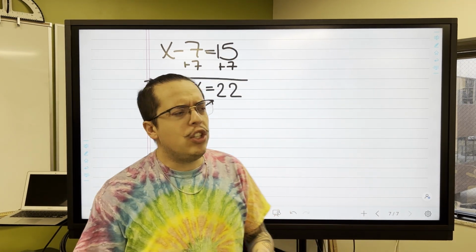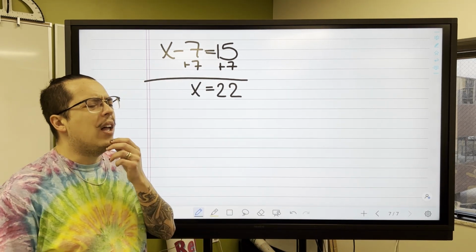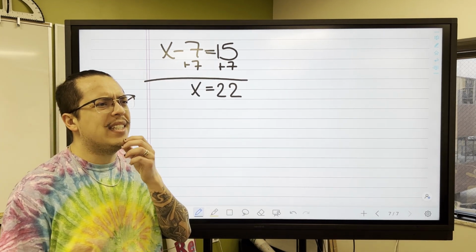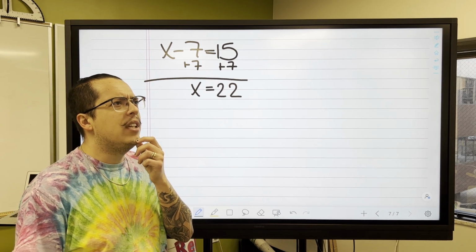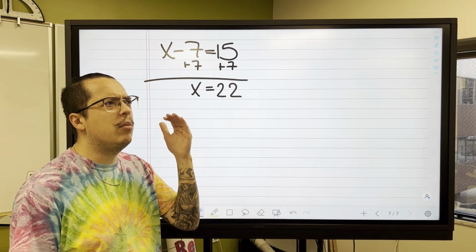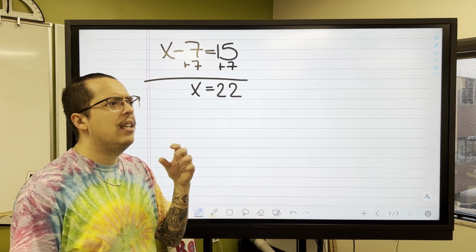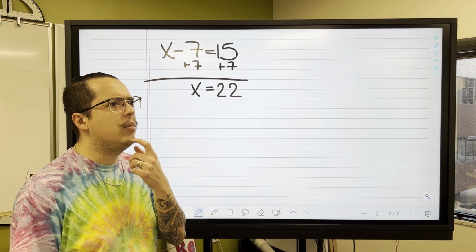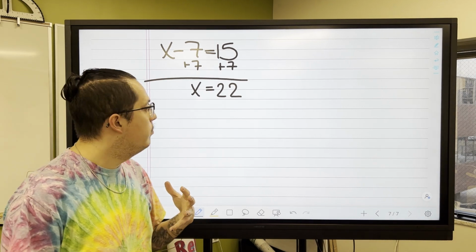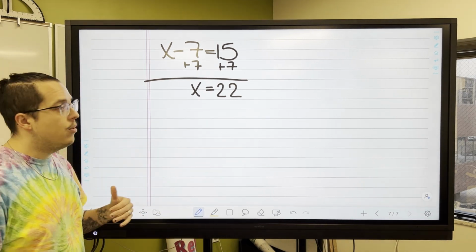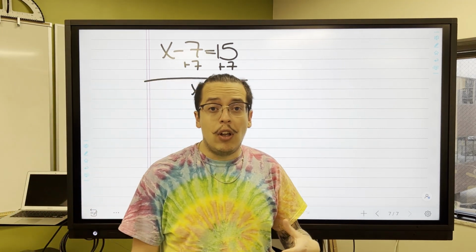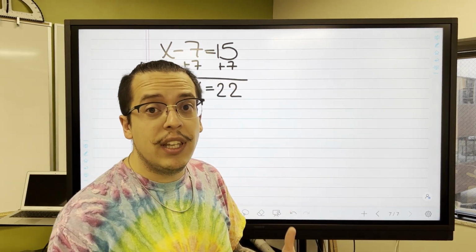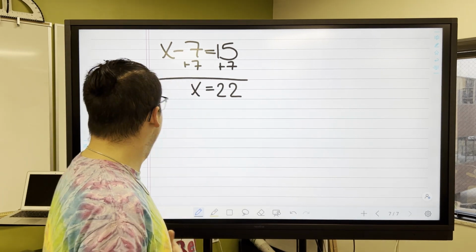And using strategy 2, we can ask ourselves, well, what number do I subtract 7 from to get 15? And so I'm thinking to myself, I have some number and I'm taking away 7 and I get 15. What is that number? Oh, 22. Either of these methods works to solve equations. Remember, to solve is identify numbers that make equations true.